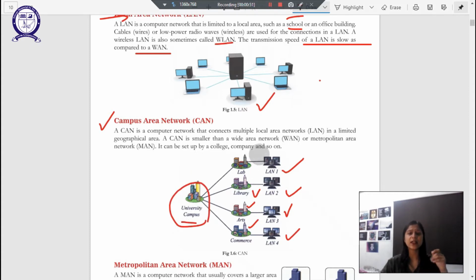So that is the point of a campus area network. It connects multiple local area networks in a limited geographical area. A CAN is similar to a wide area network or a metropolitan area network, but the thing is that it's just smaller than a MAN or a WAN. It's set up by a single place, a company or a college, and so on.